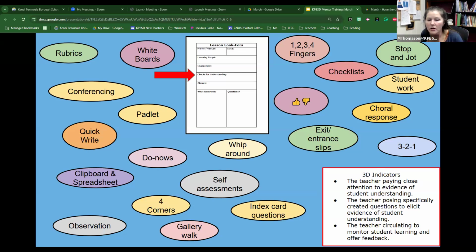There's also another resource, and I'm dropping that in the chat as well. This resource is called Formative Assessment. It has a lot of overlap with 53 ways to check for understanding, but the more resources you can provide for your mentee, the better.